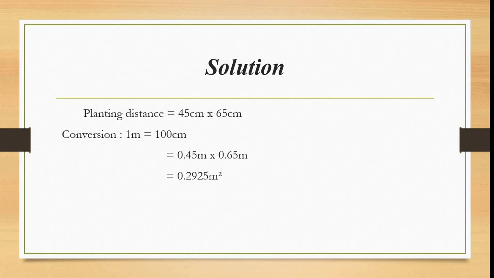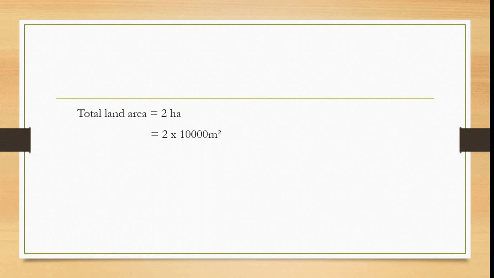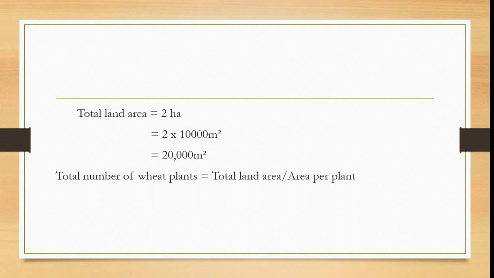So to calculate the total number of plants on that wheat farm, you're going to take the total land area divided by 0.2925 meters squared. Now, I said earlier that 1 hectare equals 10,000 meters squared. So 2 hectares is going to be what? 2 times 10,000 meters squared. You're going to get 20,000 meters squared. So to calculate the number of plants, we divide 20,000 meters squared by 0.2925.